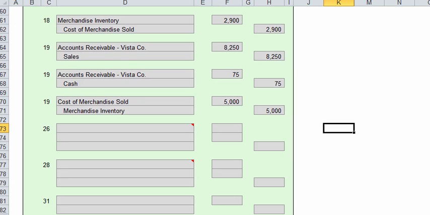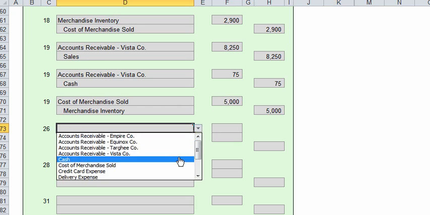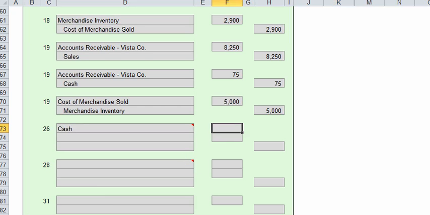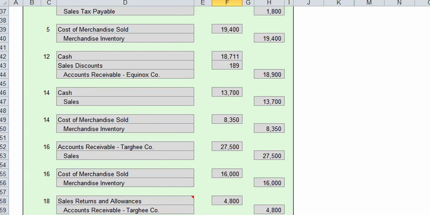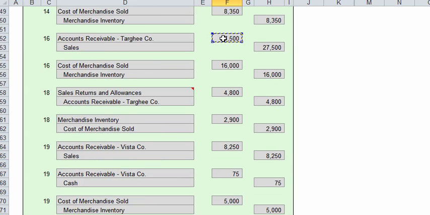Okay, next on the 26th, issued check for amount due from Target Company for the sale on the 16th, less credit memo of the 18th and discount. Okay, they're paying us, so we know we're going to receive cash. Okay, how much cash are we going to receive? Well, it's going to be equal to, let's go back up. The original sale to Target Company was for $27,500.